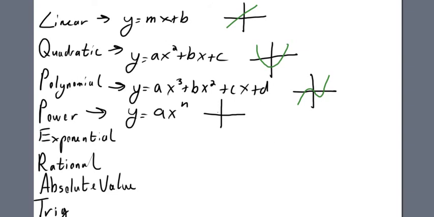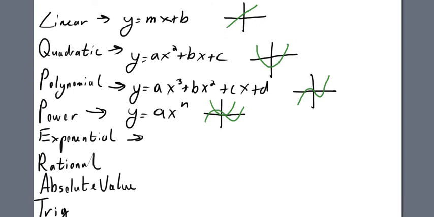Ax to the n is going to be either a quadratic with ax squared and then b and c are 0, a cubic like this one, so it can be a parabola, it can be a cubic, it can be a bunch of different ones. Once again, it's going to have curves relating to the exponent.